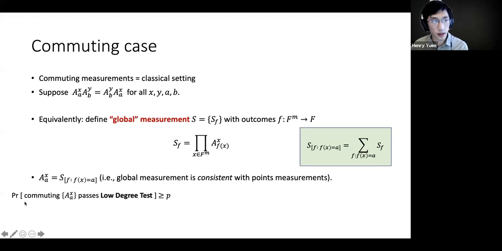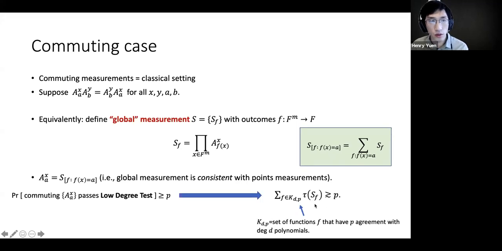And if we know that these points measurements pass the low degree test with some probability p, then we know that these global measurements have good correlation with the set of low degree polynomials. So if you summed up the mass of all the functions f that have p agreement with degree d polynomials, then the mass of this is roughly at least p. Okay, so this is in the commuting case. It's just like the classical setting. And so this tells you, with these matrices, there's still some underlying global assignment to all the variables, but maybe chosen in some probabilistic way.